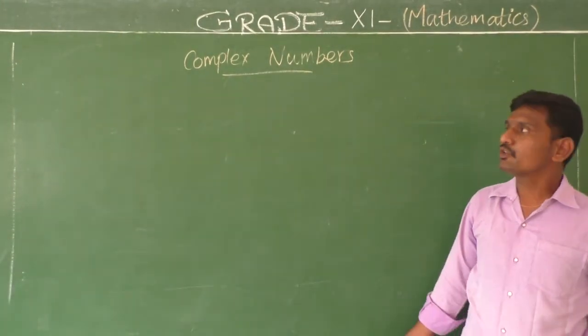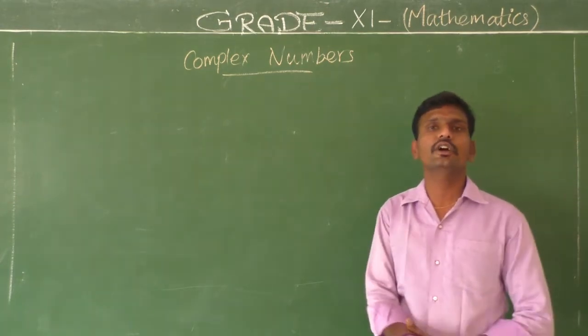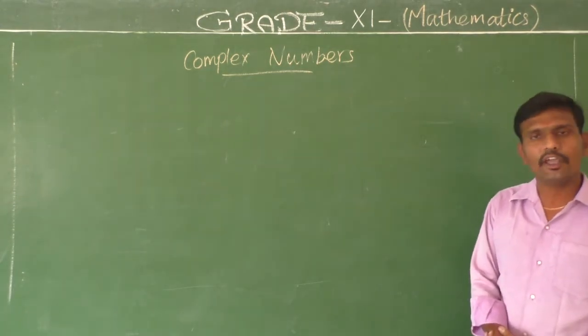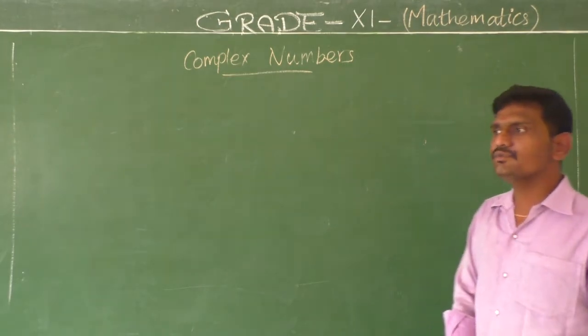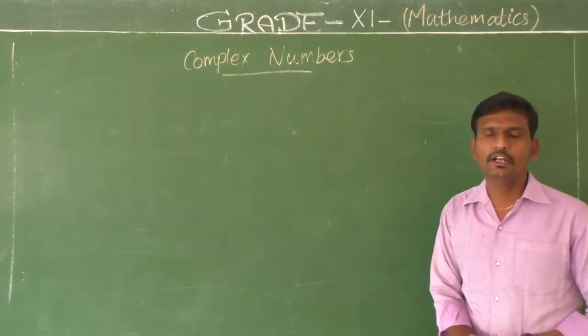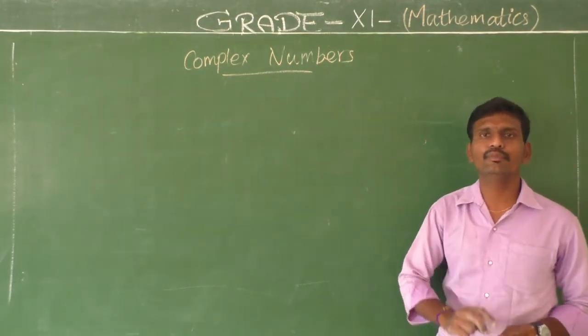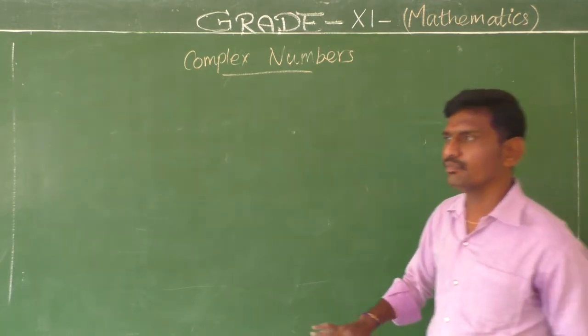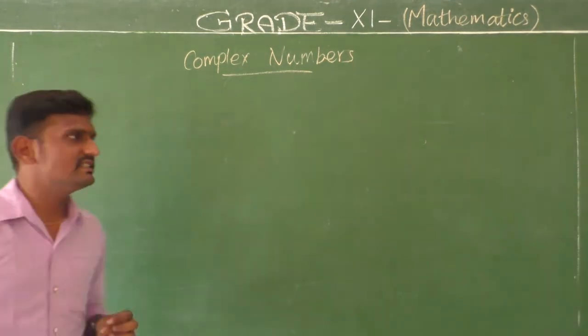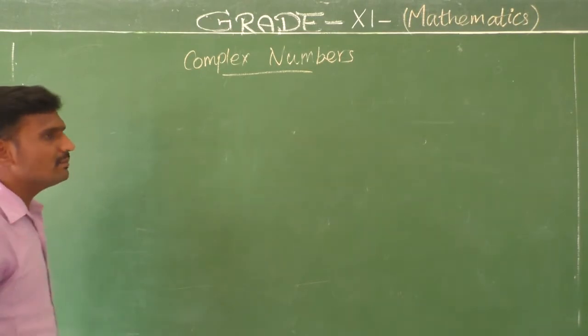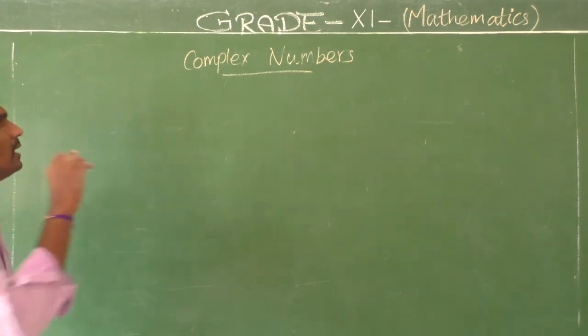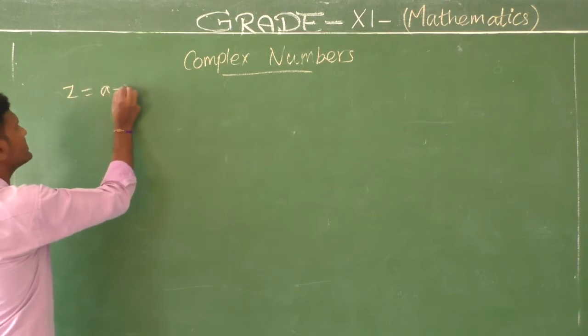Back to maths class. So this is the class for continuing in your complex number exercise 5.3. Exercise 5.1 and 5.2 are completed. Now I will give you the overall concept of complex numbers. I want to recall for you the general form of a complex number. In your first exercise you studied z equal to a plus ib.